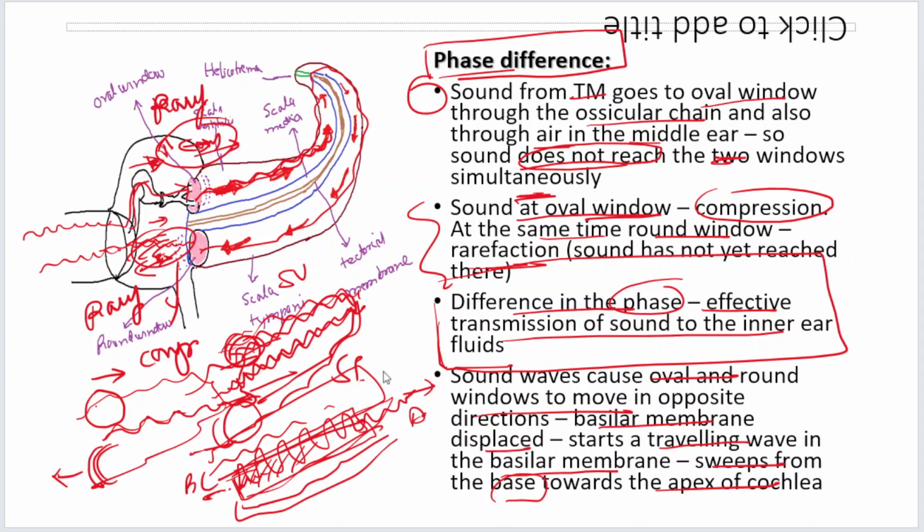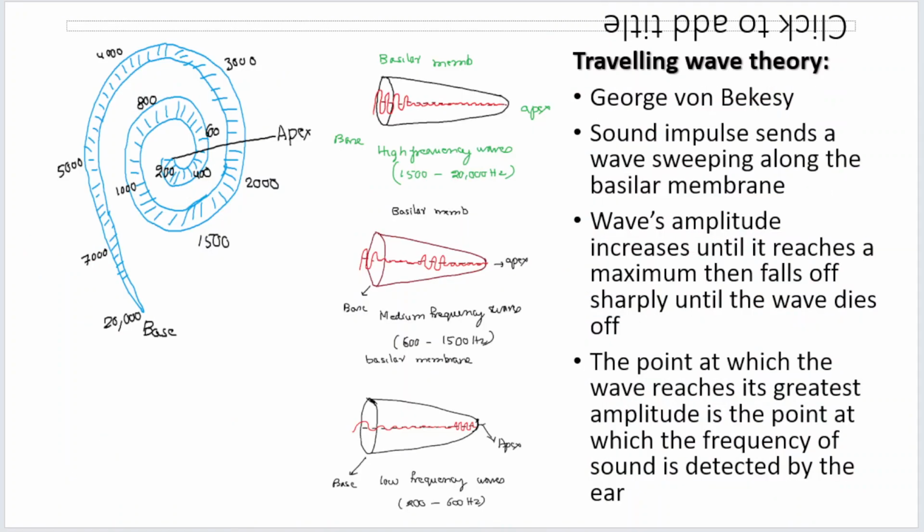Okay, this forms the basis of the traveling wave theory. This was proposed by Helmholtz, but it was proved by Georg von Békésy, for which he was awarded the Nobel Prize. So what does it say? The sound impulse sends a wave sweeping along the basilar membrane. That's what we were talking about from the beginning.